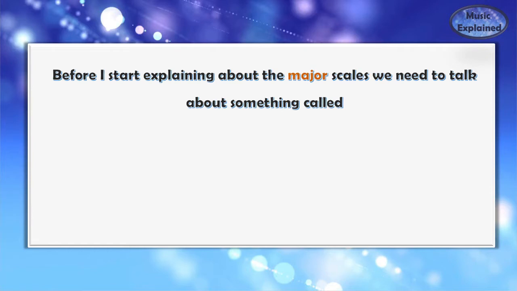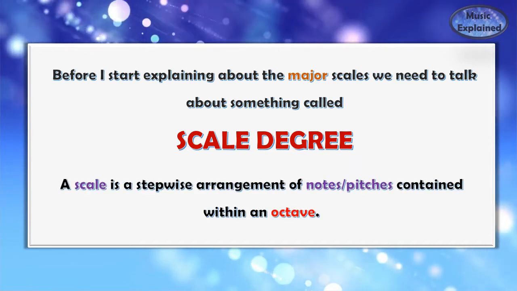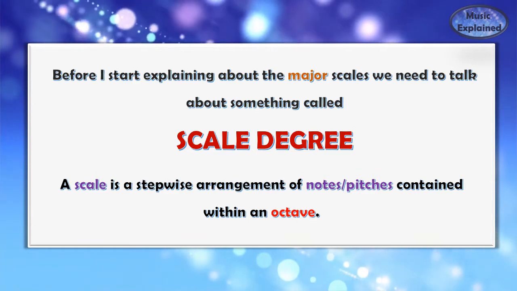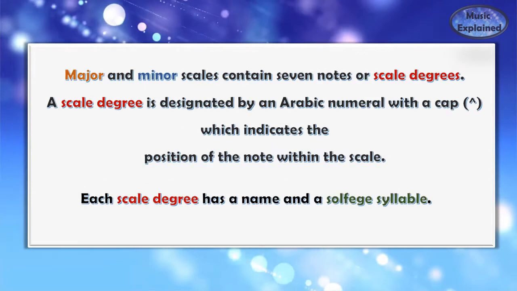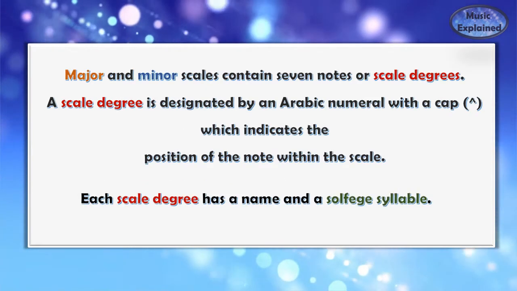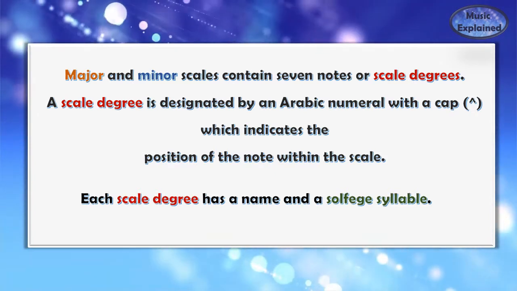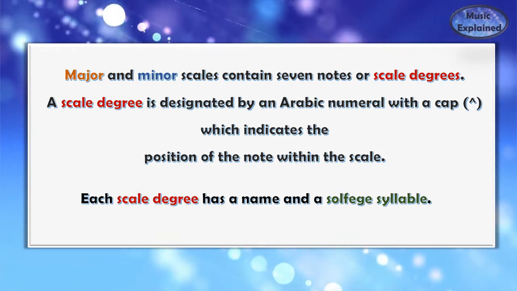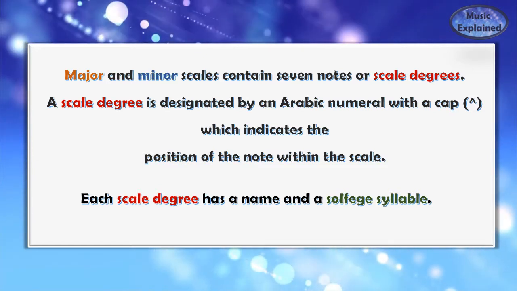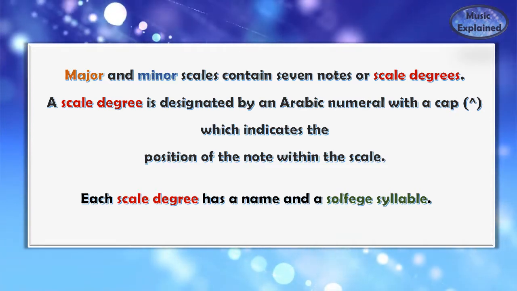Before I start explaining about the major scales, we need to talk about something called scale degree. A scale is a stepwise arrangement of notes or pitches contained within an octave. Major and minor scales contain 7 notes or scale degrees. A scale degree is designated by an Arabic numeral with a caret, which indicates the position of the note within the scale. Each scale degree has a name and a solfege syllable.